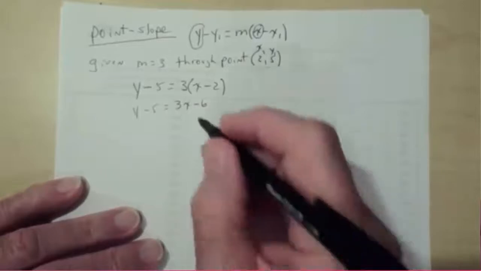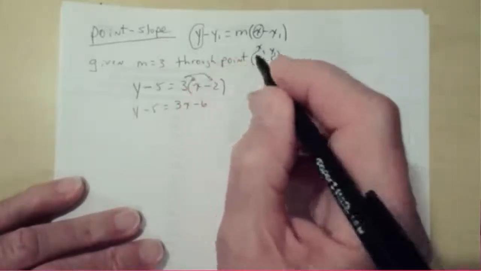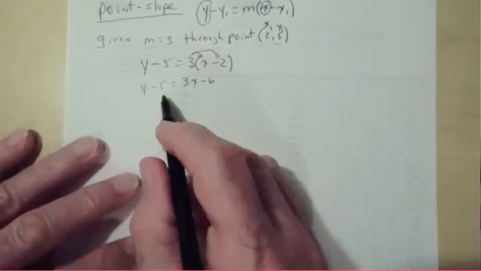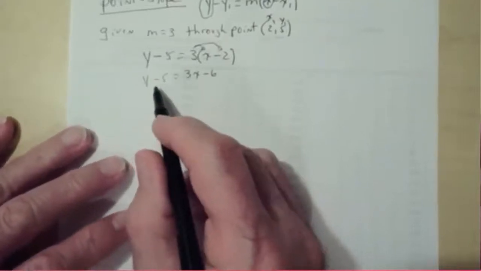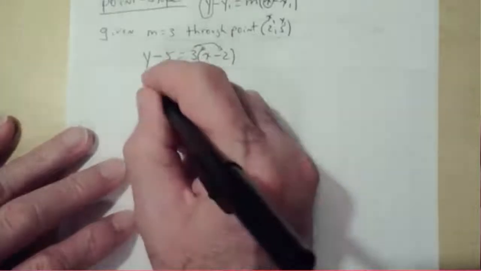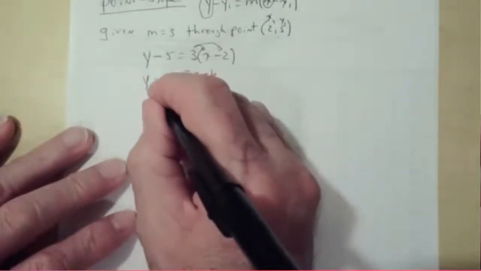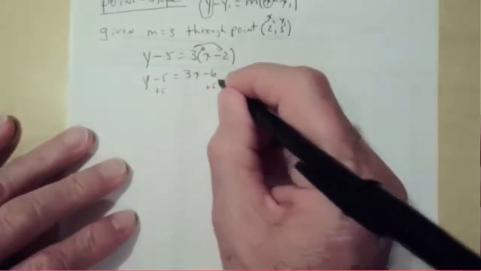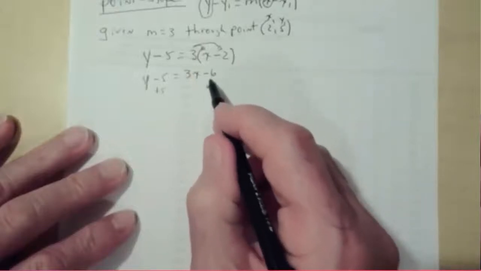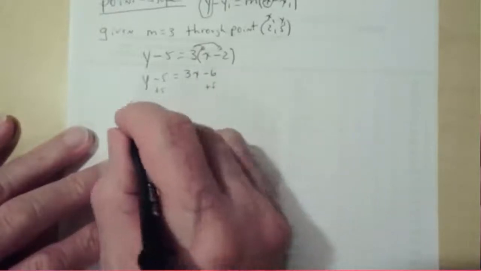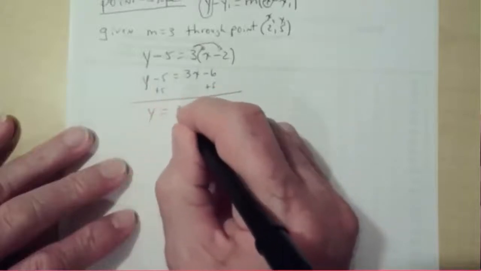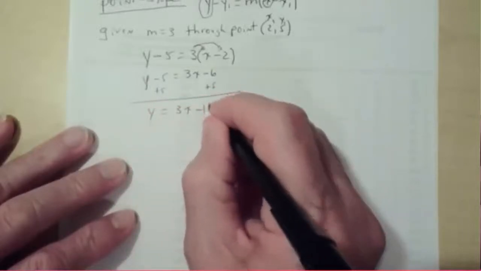Now, we want this in slope-intercept form. So we want y over here by its own self. So we're going to add 5 to each side. Remember, you have to add 5 to the y-intercept, not to the slope. So we have y equals 3x minus 1. Okay? What could be more fun? Okay. Now this is about as difficult as these get.